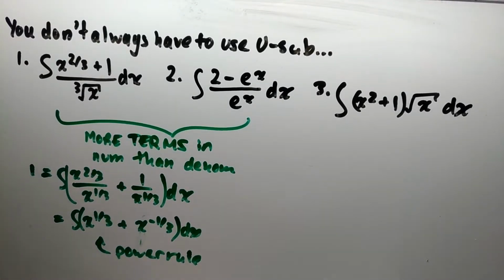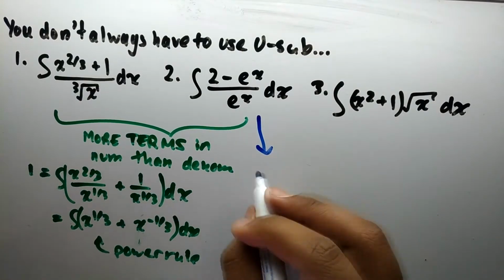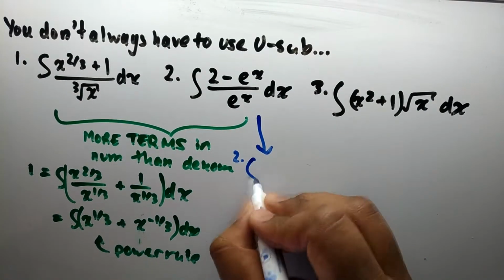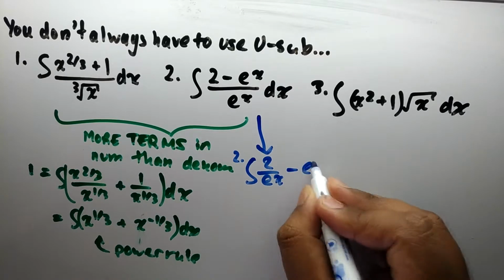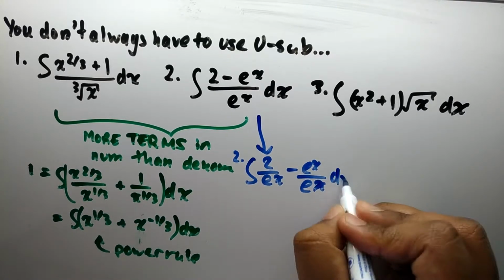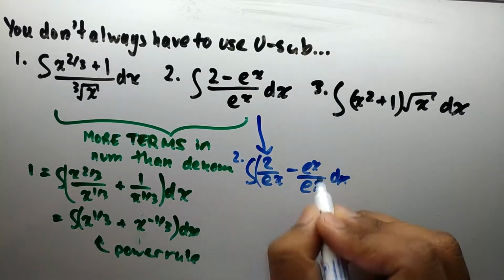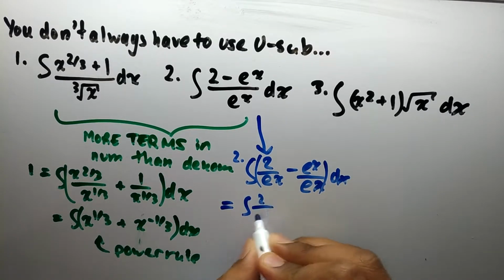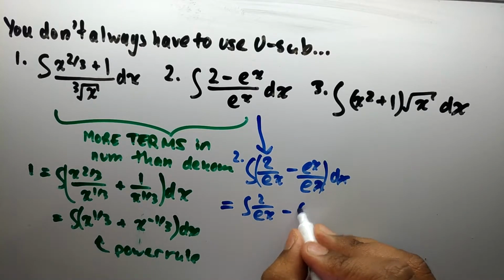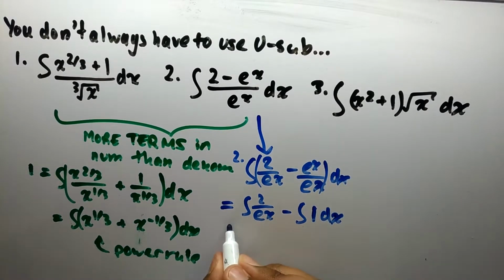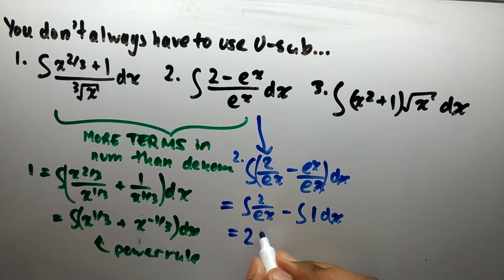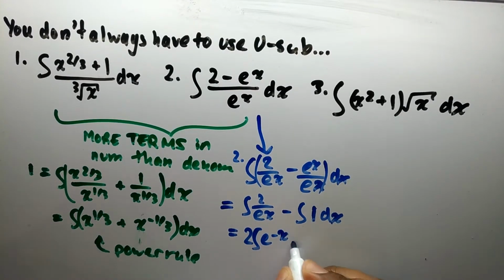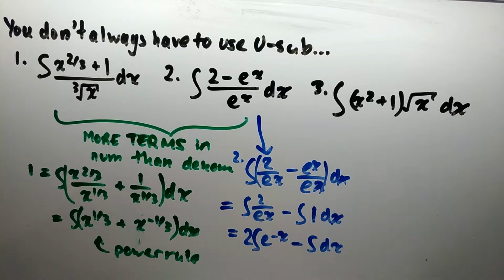The second example is pretty similar. Once again, you break it up into the first term divided by the denominator. So you get 2 over e to the x minus e to the x over e to the x dx. You can see that the second term is just going to be -1. Then for the first term, you can just pull out the 2, and write it as 2 times e to the negative x, minus 1, dx.